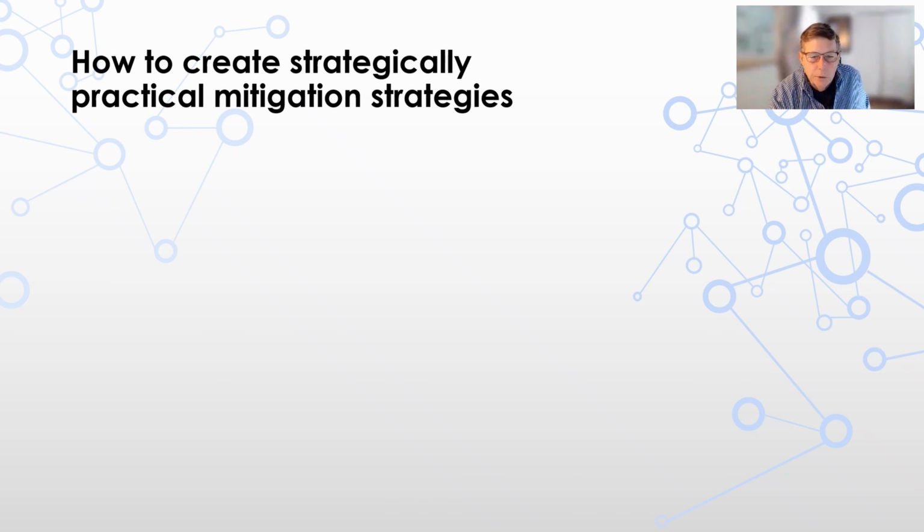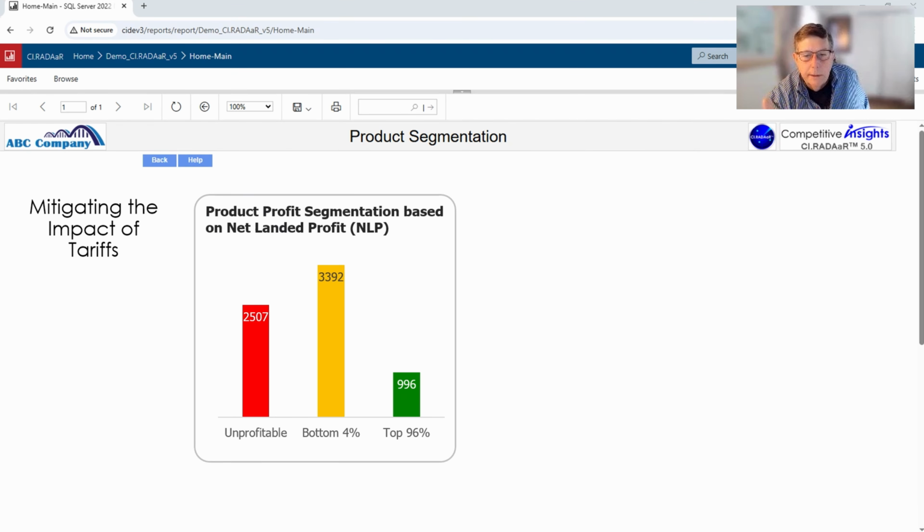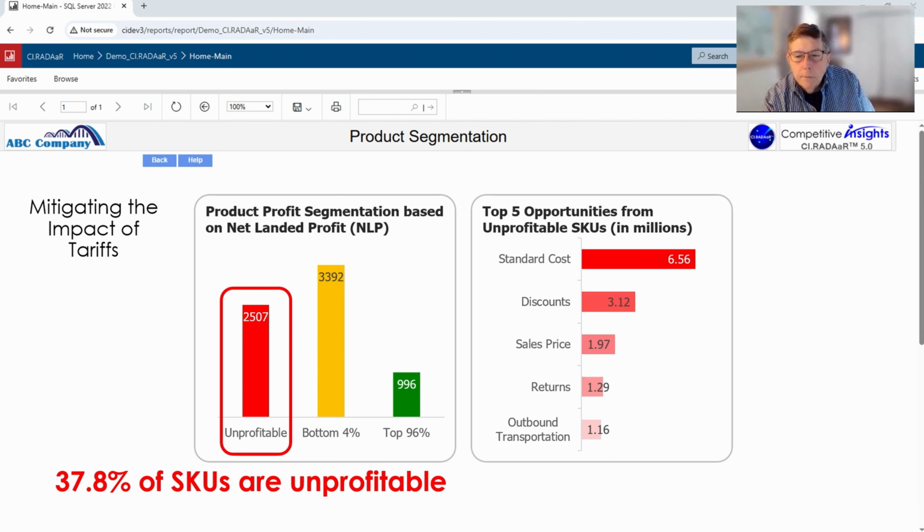How do we do this on short term, intermediate, and long term? So short term, what we're doing is we're going back to this whole idea of segmentation. Let's just focus on unprofitable products, and we're thinking about tariff strategies now. So, we've got 38% of our products that are unprofitable. You've got $6.5 million of opportunity in just sourcing costs, and you see the rest.